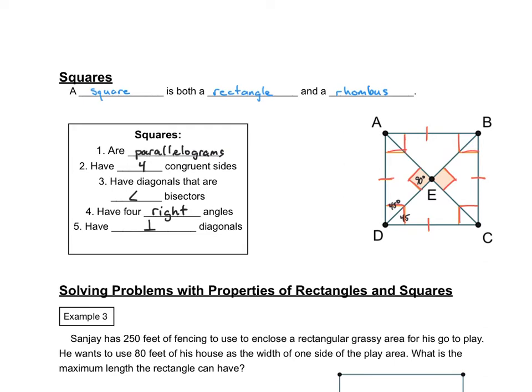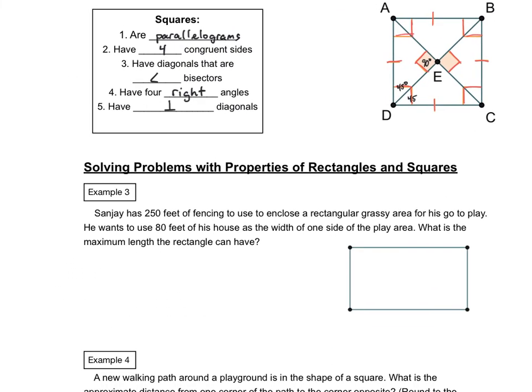So there we go. Solving problems with properties of rectangles and squares. It says Sanjay has 250 feet of fencing to use to enclose a rectangular grassy area for his dog to play. Now he wants to use 80 feet of his house as the width of one side of the play area. What is the maximum length the rectangle can have?